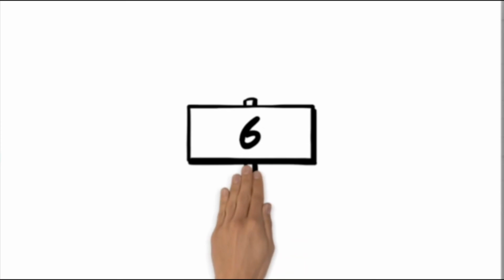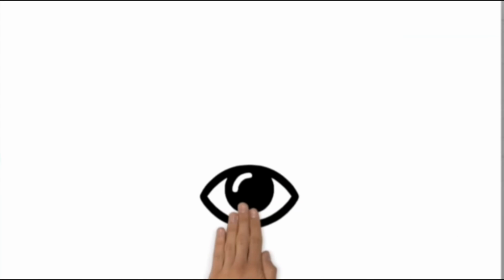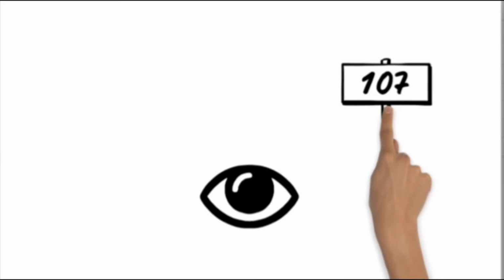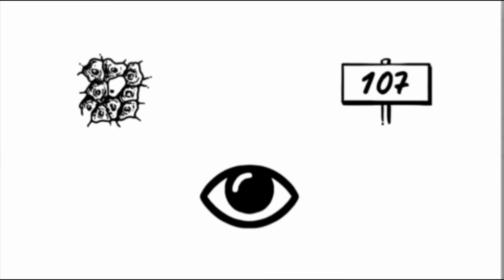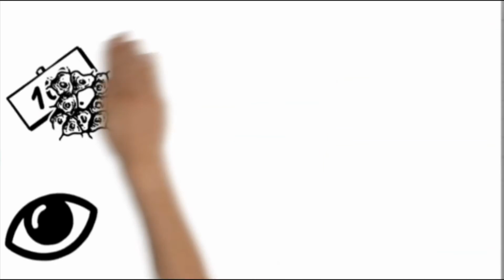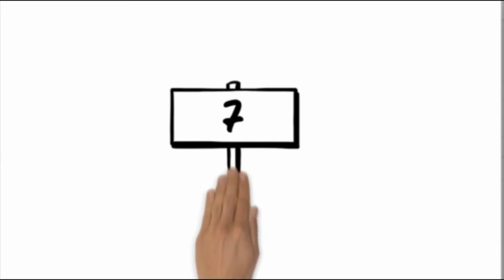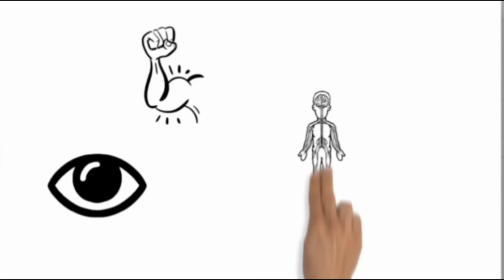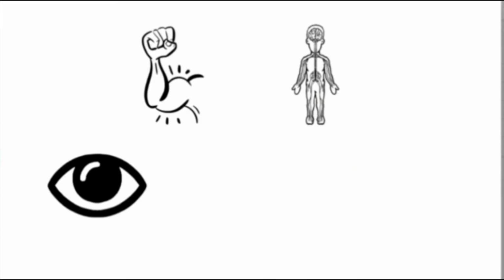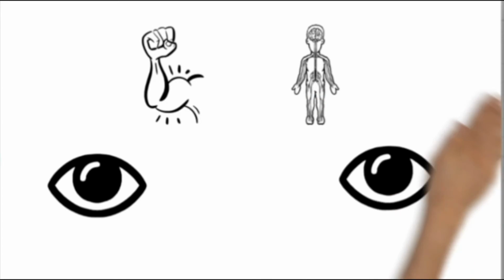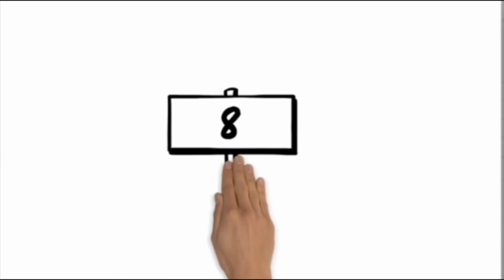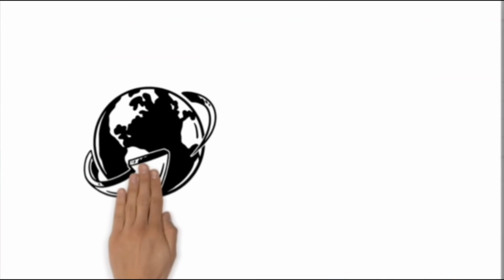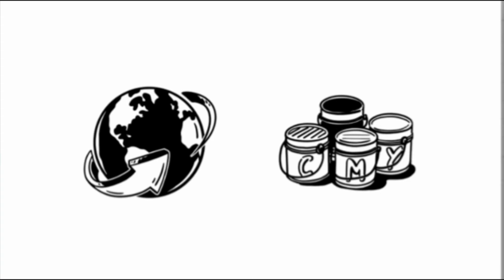Number 6. Each individual eye contains 107 million cells and all are light sensitive. Number 7. Your eye is the fastest muscle in your body, hence the phrase, in the blink of an eye. Number 8. The world's most common eye color is brown.